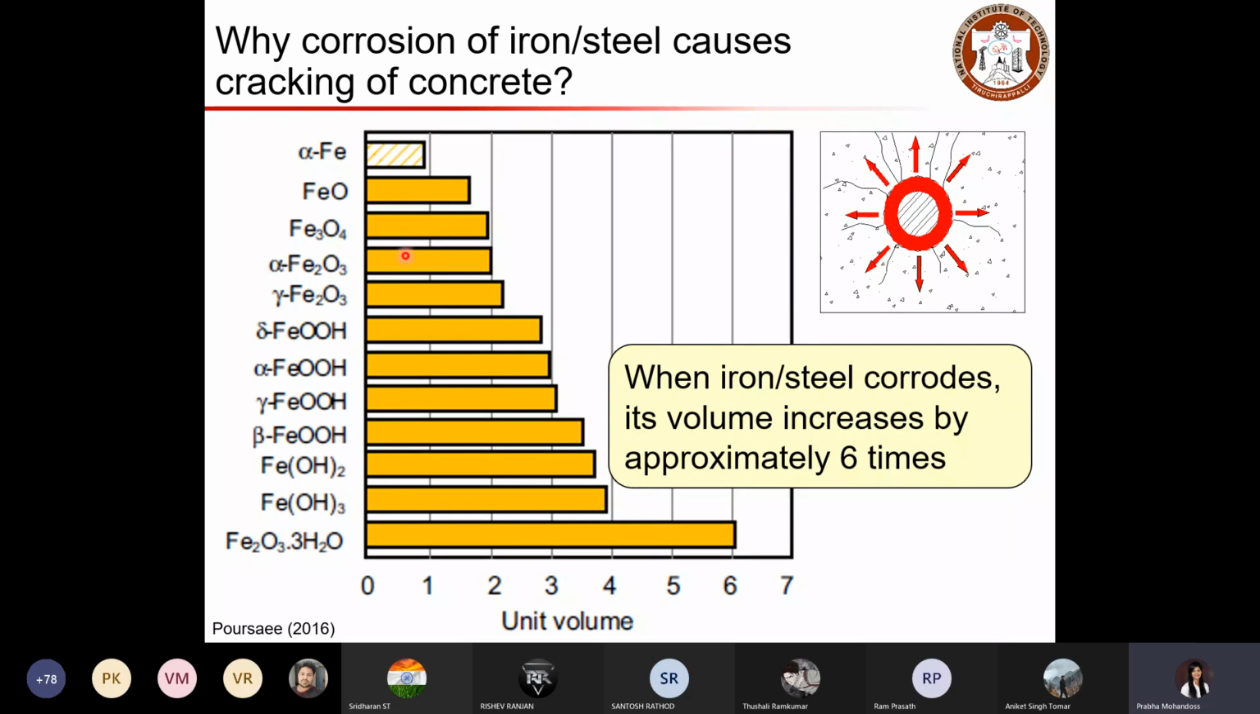This basically represents the increase in rust volume. The rust volume keeps on increasing as the reaction continues, and you can see it can increase up to 6 times the initial rust formation. Here the red ring basically represents the steel rebar embedded in concrete, where it starts corroding.